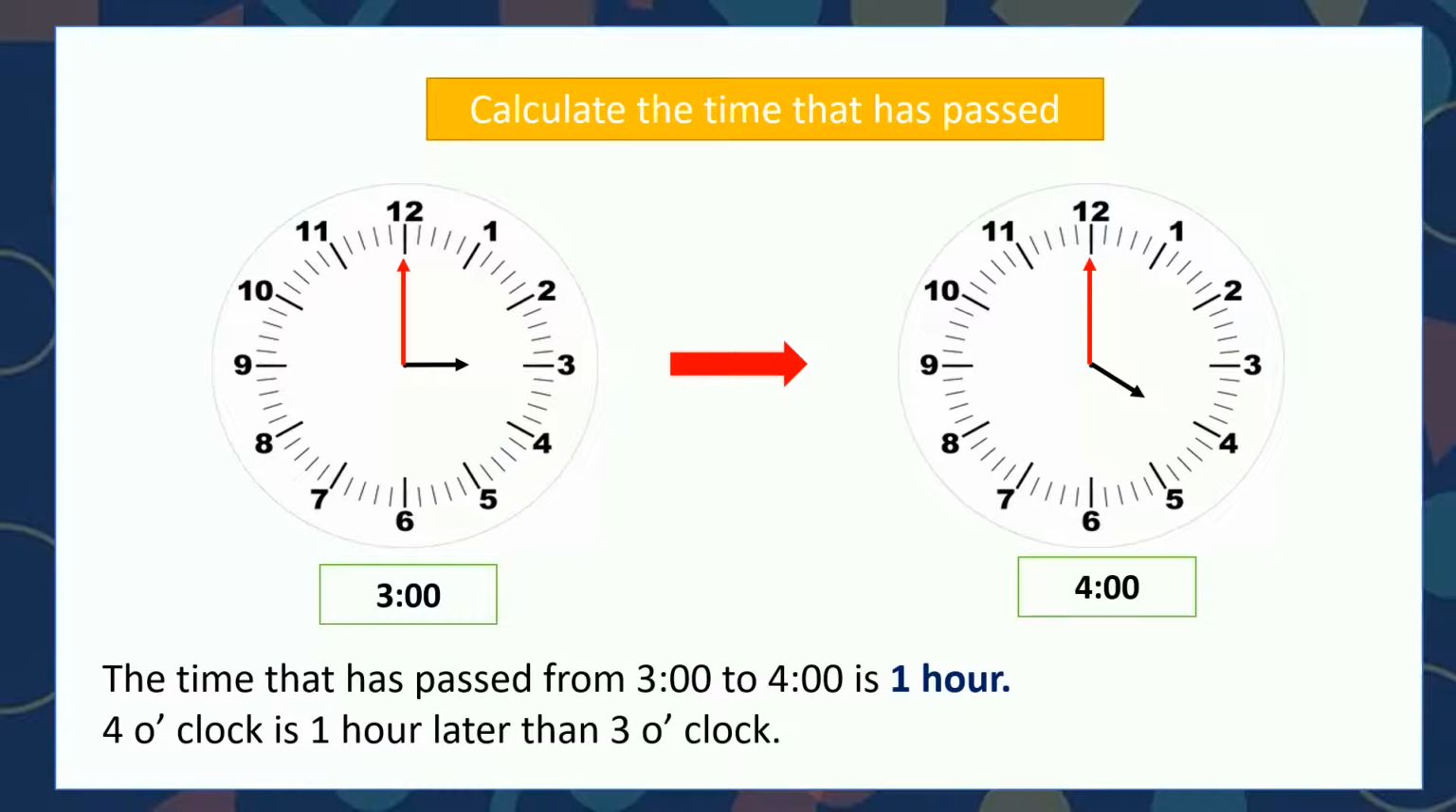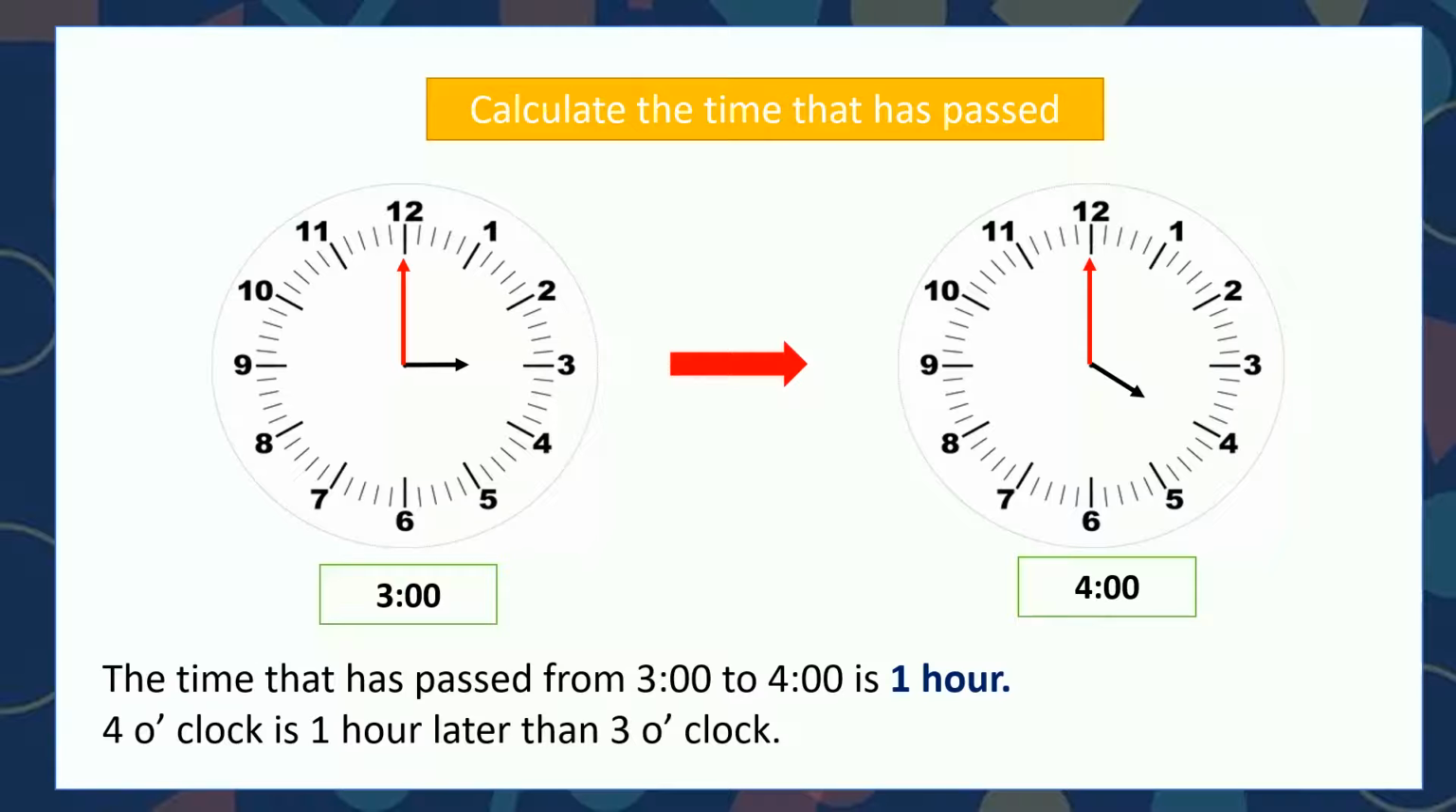Calculate the time that has passed. Let us now learn how to calculate the time that has passed. Now we can see two clocks shown here. The first clock shows 3 o'clock. The second clock shows 4 o'clock. What is the time that has passed from 3 o'clock to 4 o'clock?